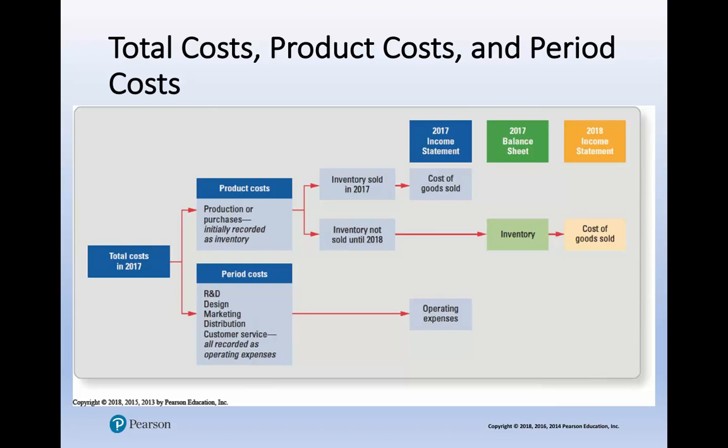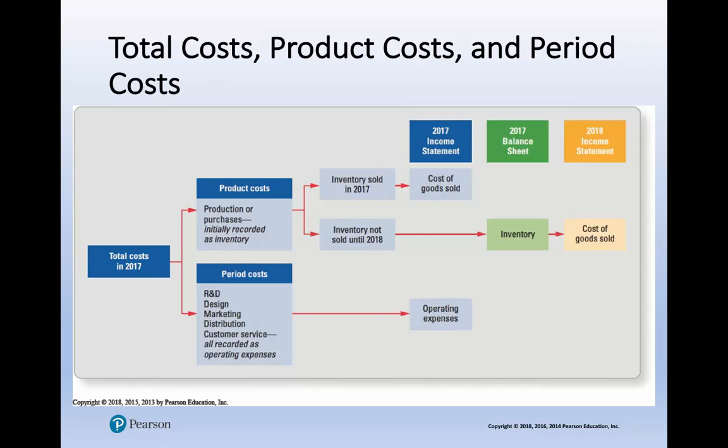And we can see here our total cost, product cost, and period cost diagrammed out. We start all the way to the left of this, where we have our total cost. First, we identify what are our product versus what are our period costs. And as you're going through some of your homework and quizzes, this is a good slide to have out. You can see some good examples of your period costs here: R&D, design, marketing, distribution, customer service, etc. Product costs break down into two different categories: what hasn't been sold yet and what has been sold.